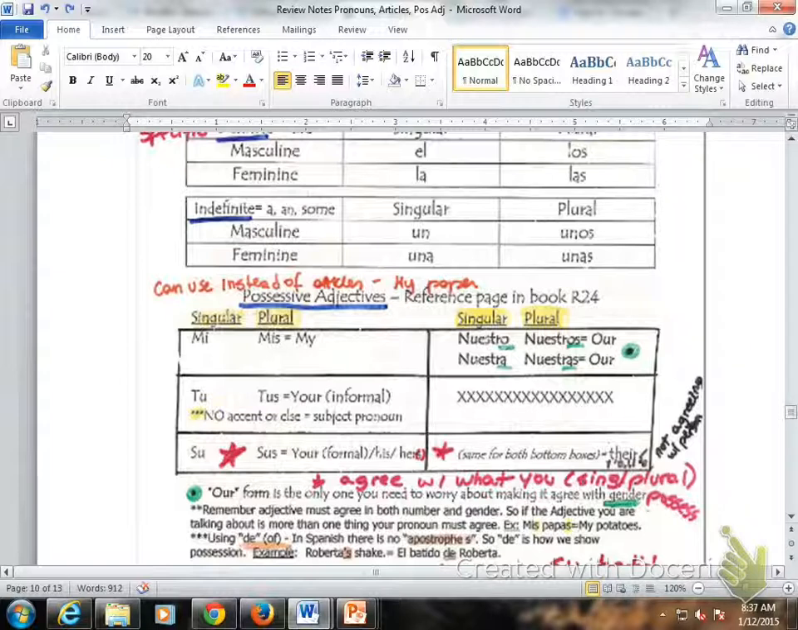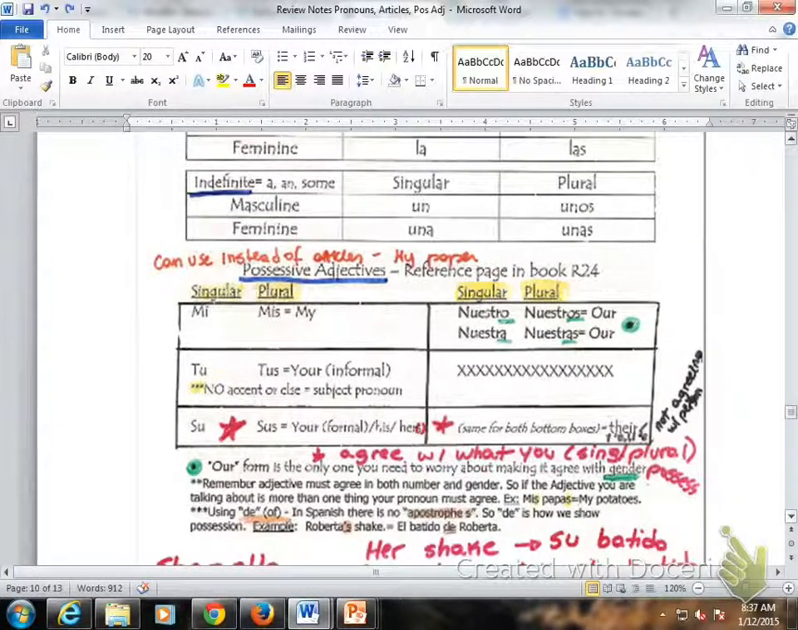So, if I wanted to flip that and say, instead of saying Roberta's shake, if we're having a whole conversation about her having a milkshake or whatever, if I wanted to say her milkshake, and this is the word for milkshake, batido, how would I say her milkshake? Where would I look? In which box does something belonging to her go? The su. And is it one singular shake or plural shakes? One singular shake would be su batido, her shake.